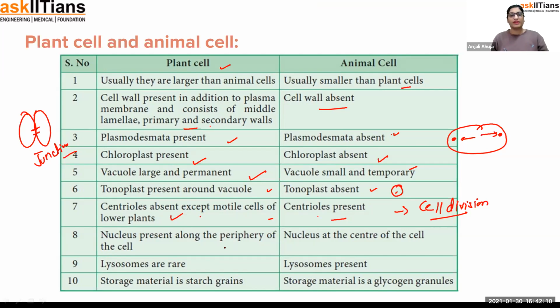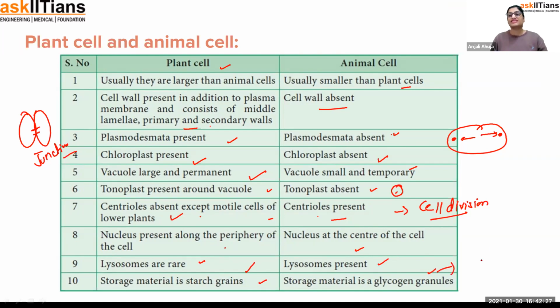Nucleus present along the periphery. I have told you this point also. Lysosomes are there, and lysosomes are present. Storage material is starch grain, and here glycogen. Starch is present, amyloplast, leucoplast may. I have told you amyloplast. You can mention it in the difference.